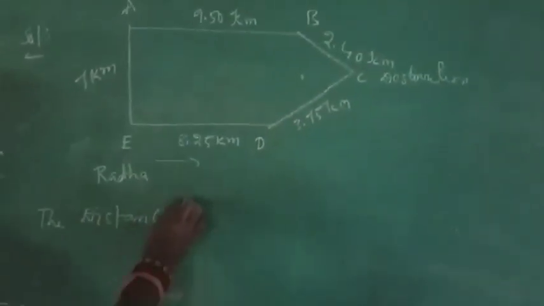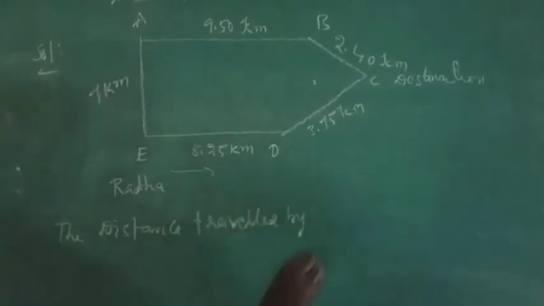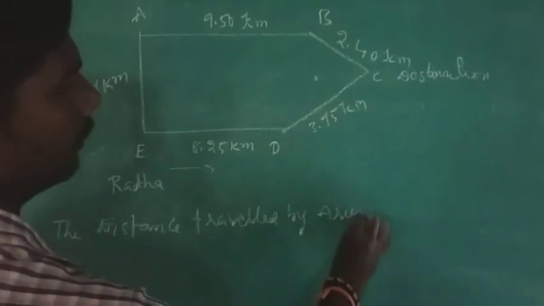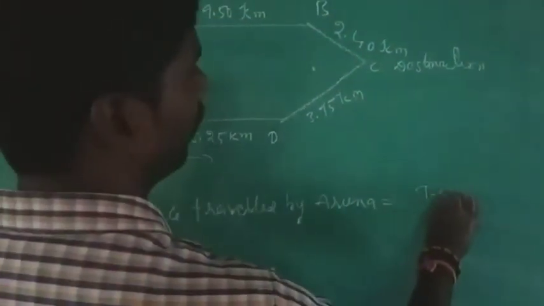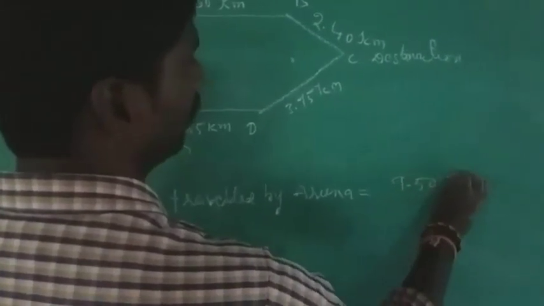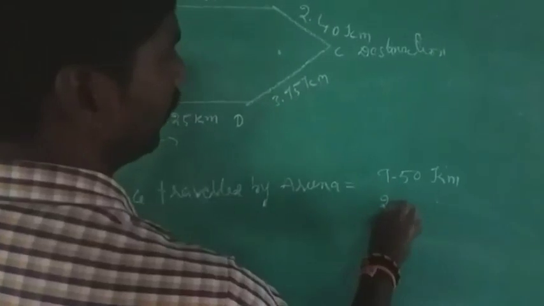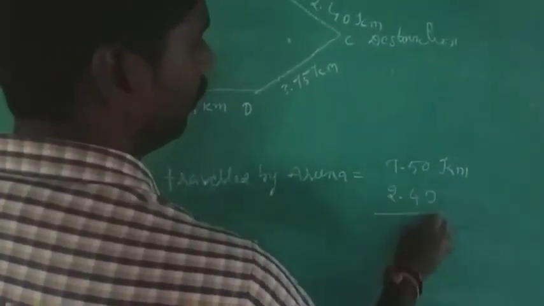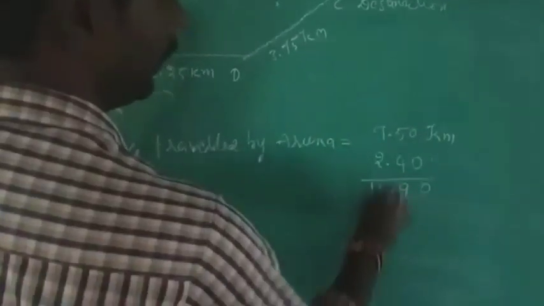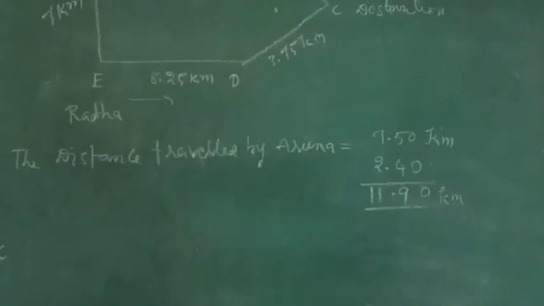The distance traveled by Aruna. So addition you have to do. Means 9.0 kilometers and 9.50, 2.40, so 11.90 kilometers she traveled.